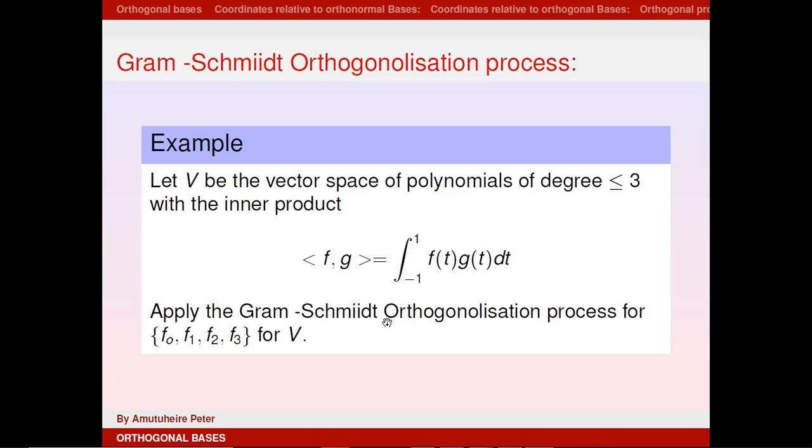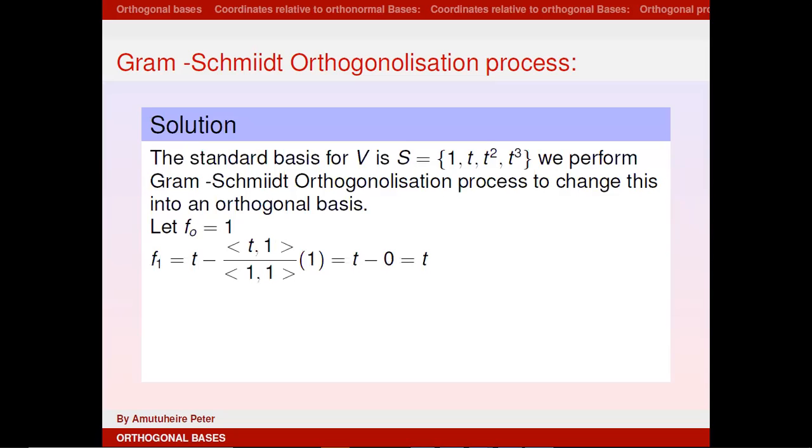So we want to apply the Gram-Schmidt process for this basis of V. So in other words, we want to find an orthonormal basis for this P3. The standard basis for P3 is S, which is 1, t, t squared and t cubed.